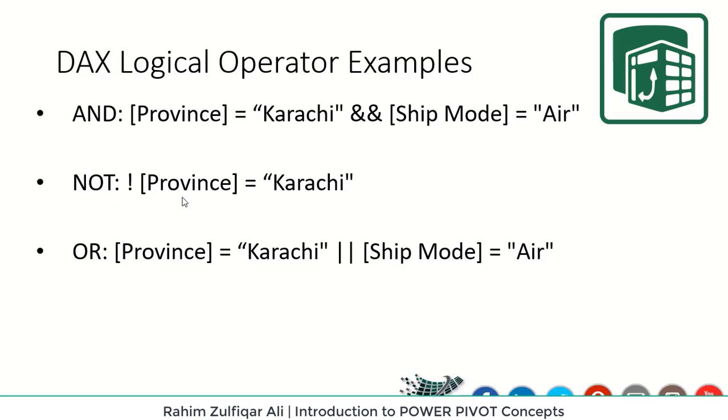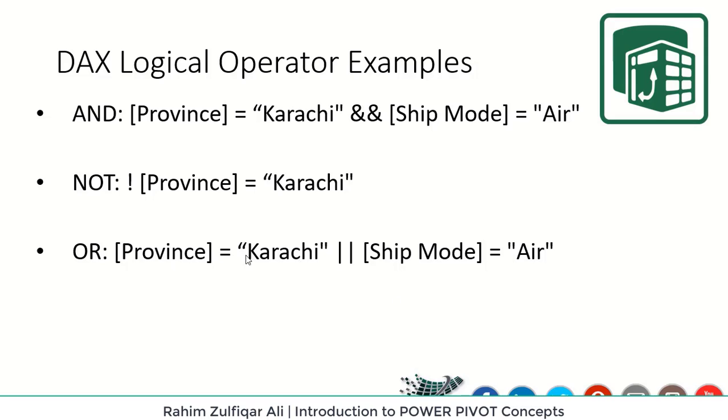In the NOT, I have put the province in, from the province column I have put Karachi. That means if my data set contains 10 provinces in the province column and I put the NOT, which is the exclamation mark, then Karachi will be excluded and all the remaining provinces will get into the calculation. OR means that you have a choice: either the first condition or the second condition will be true, and the result will come.